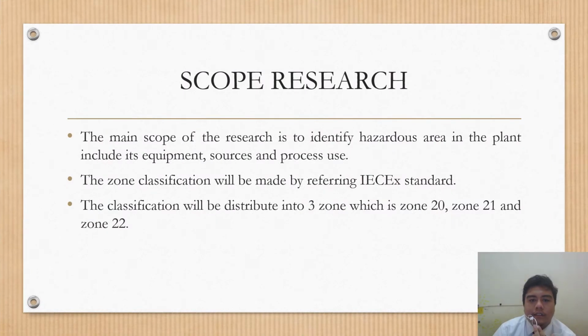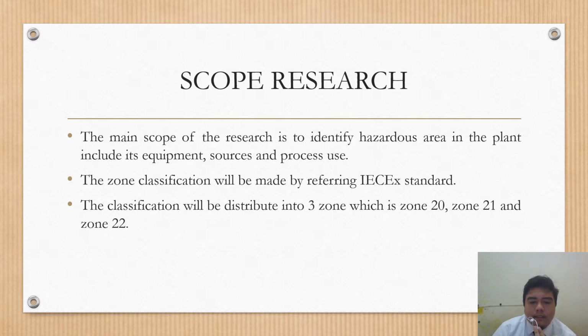The scope of my final year project is to identify the hazardous area in the plant, including its equipment, sources, and process use. I will make the zone classification by referring to the IEC standard. The classification will be divided into 3 zones, which are Zone 20, Zone 21, and Zone 22.